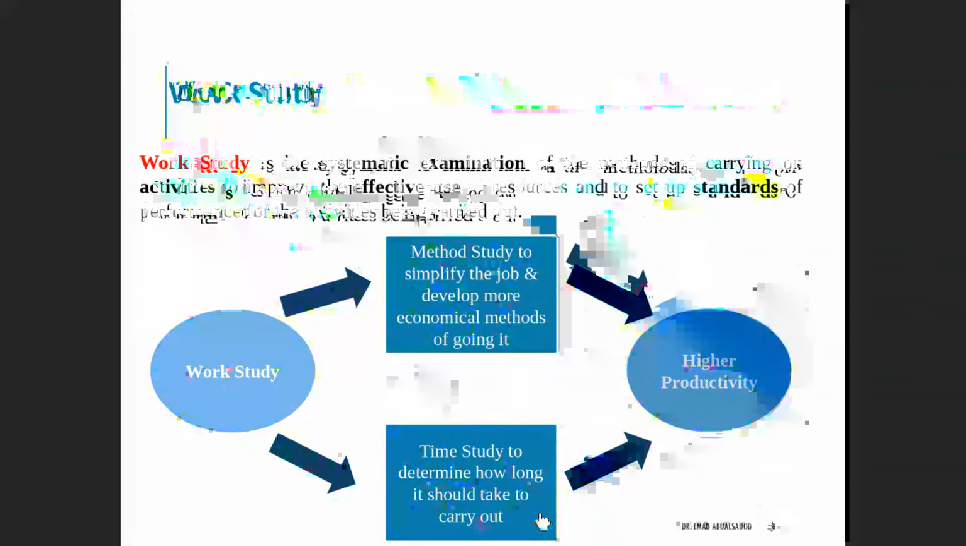Work study, you cover it in a separate course. As I said, you will spend maybe a whole semester to learn about the work study concept. Here we will just give you an idea of what work study is. Work study is a systematic examination of the methods of carrying on activities to improve the effective use of resources and to set up standards of performance for the activities being carried out. Okay, let's take it one by one.